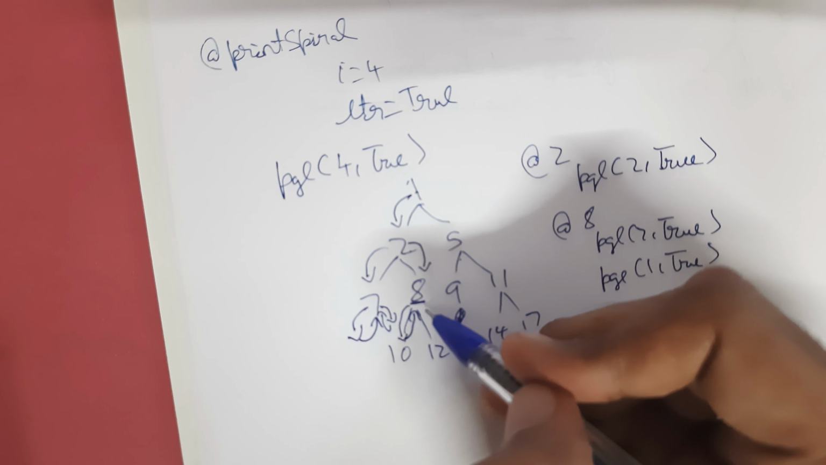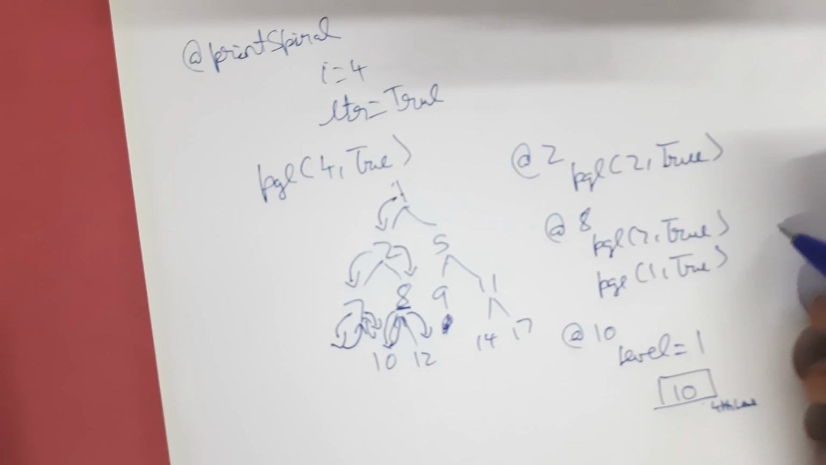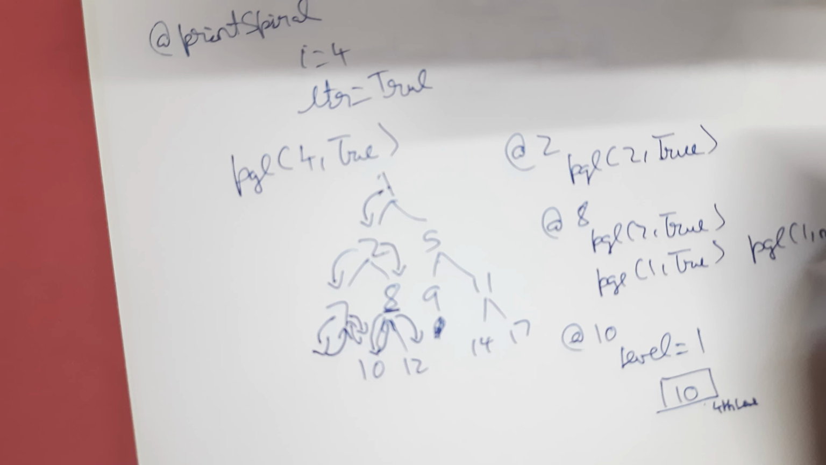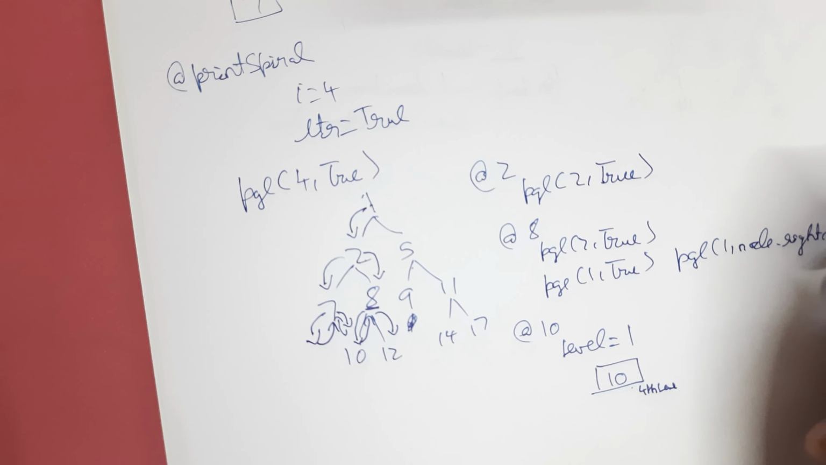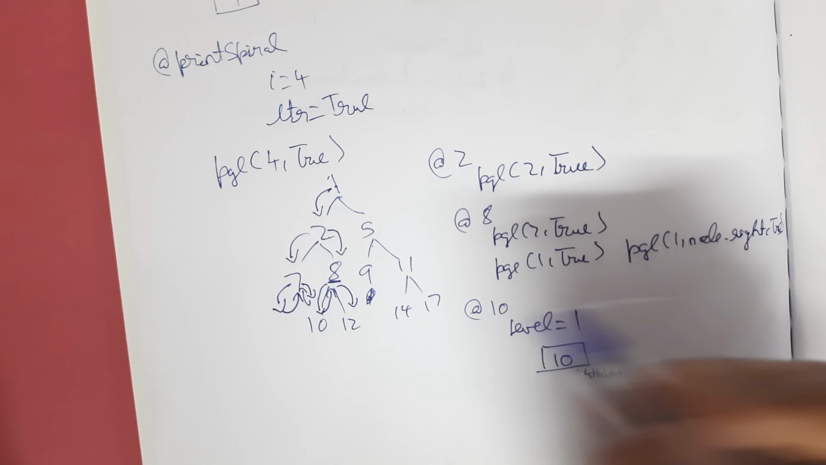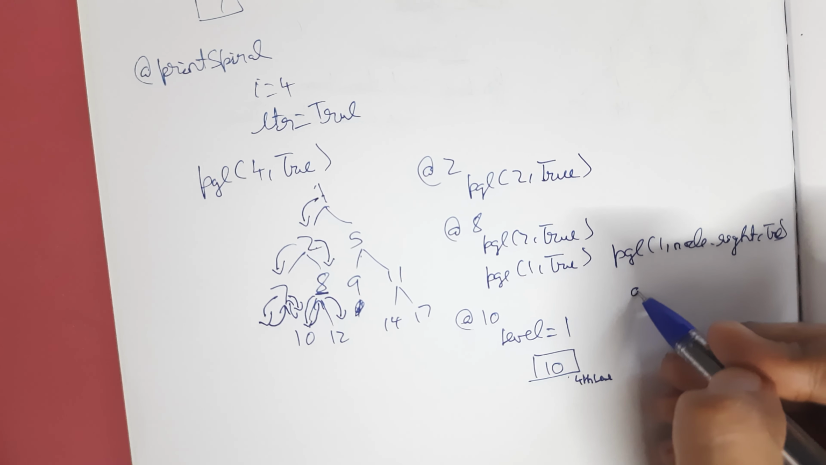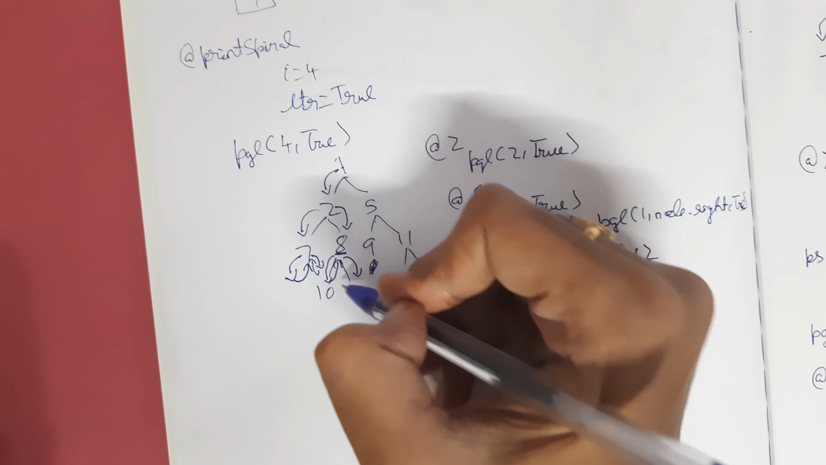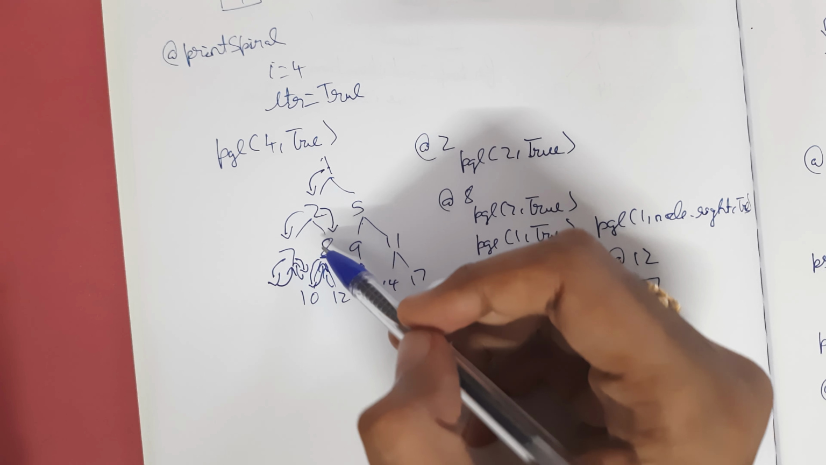So at 8 we again have the control passing to the right subtree of 12 with the values as PGL of 1 comma node dot right comma true, and these are the values at node 12. So at 12 the value that is going to be printed will be 12, and the control now goes back again to node 8.